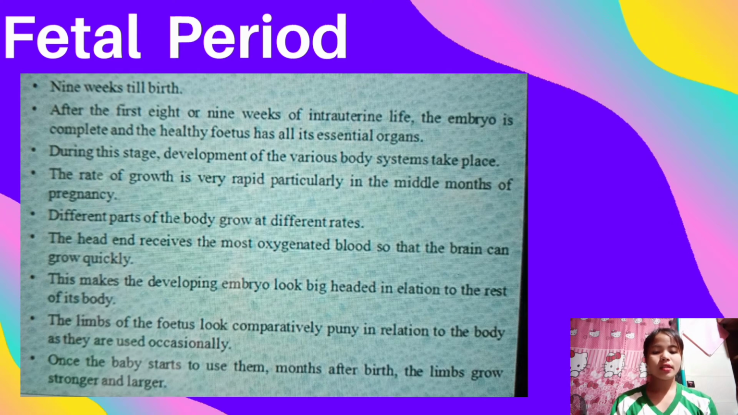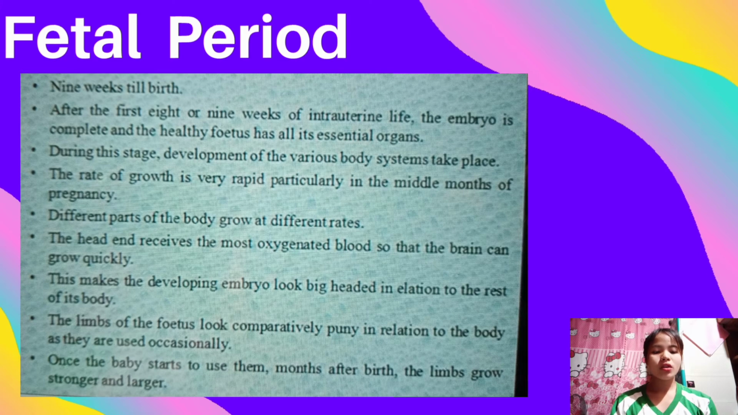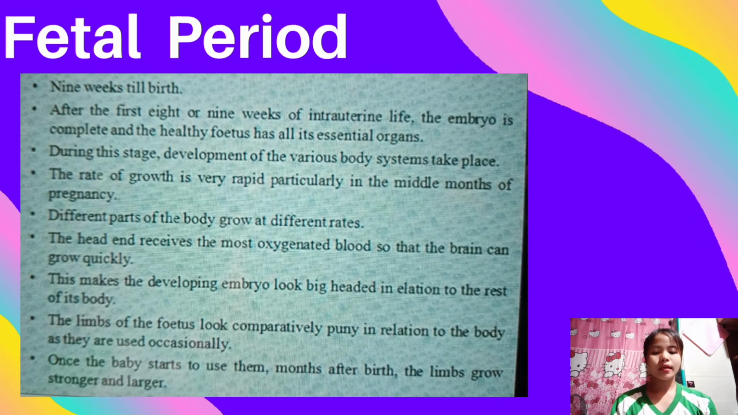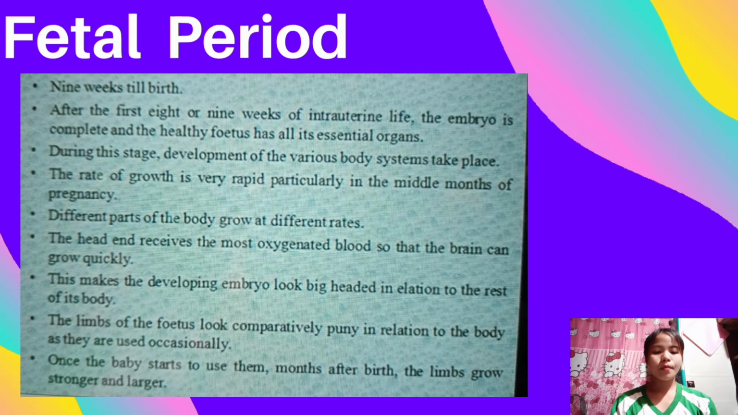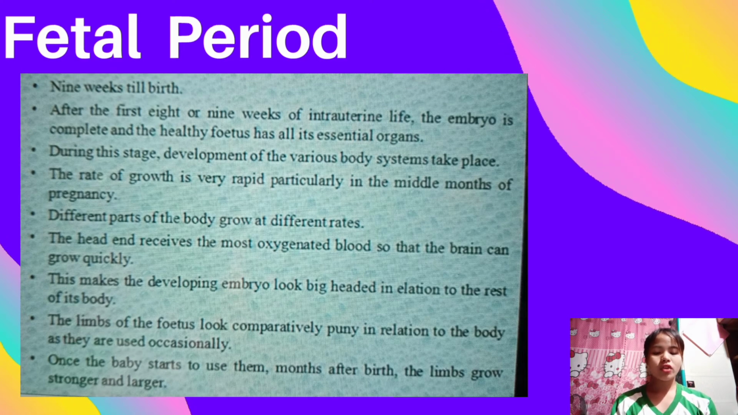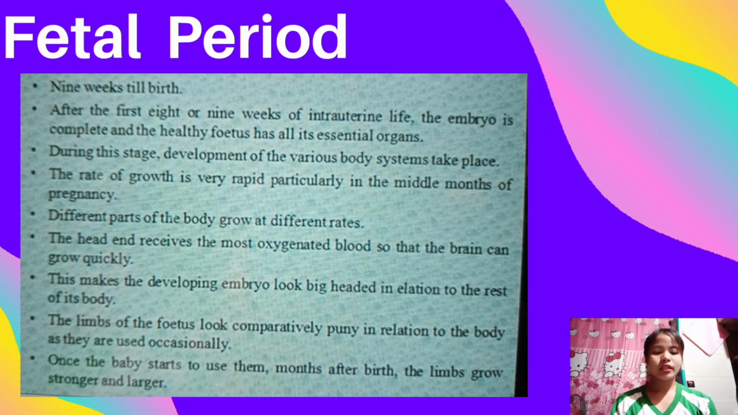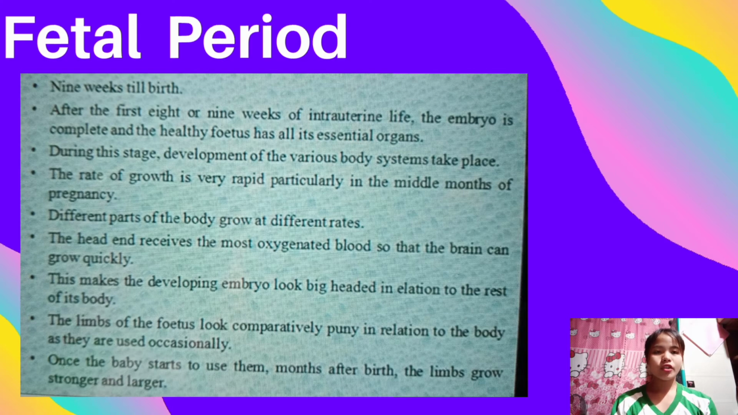The head end receives the most oxygenated blood so that the brain can grow quickly. This makes the developing fetus look big-headed in relation to the rest of its body. The limbs of the fetus look comparatively puny in relation to the body as they are used only occasionally. Once the baby starts to use them, months after birth, the limbs grow stronger and larger.